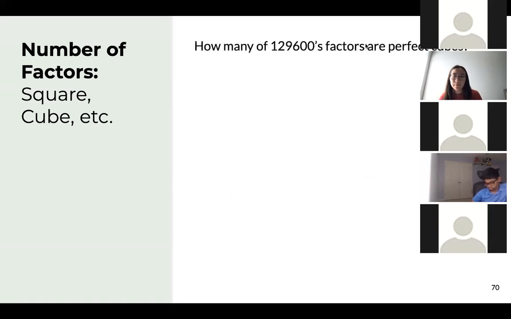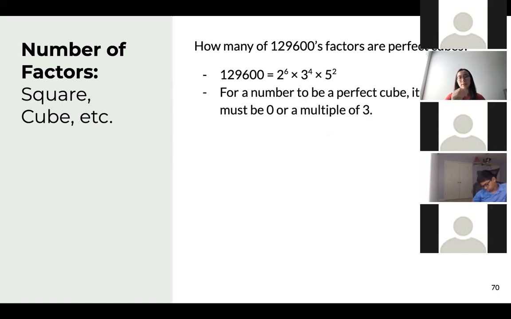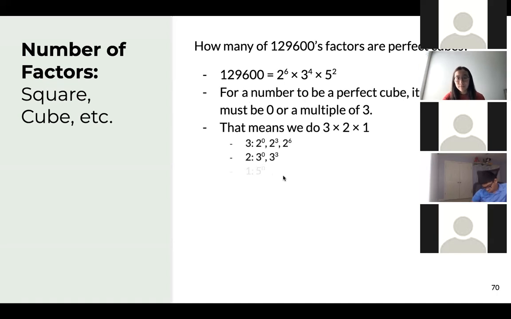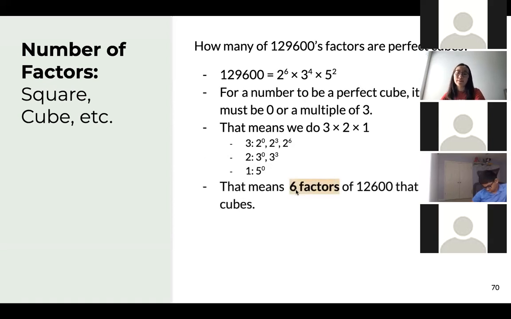All right, for this one, how many of its factors are perfect cubes? So first step, as always, find prime factorization. And then for something to be a perfect cube, its exponent has to be either 0 or a multiple of 3. So again, we take the prime factorization and list those that meet the criteria. So 2 to the 0th, 2 to the 3rd, 2 to the 6th, those would make perfect cubes. Same for the other numbers there. And those are our total possibilities, so we multiply them to get 6 factors of 12,600 that are perfect cubes.